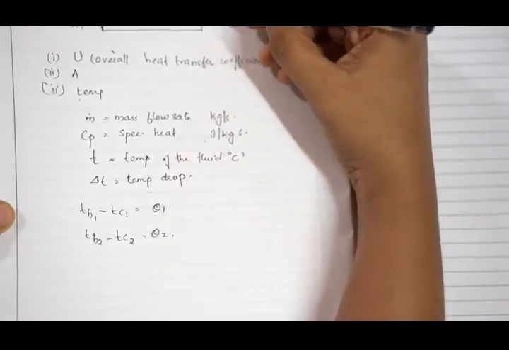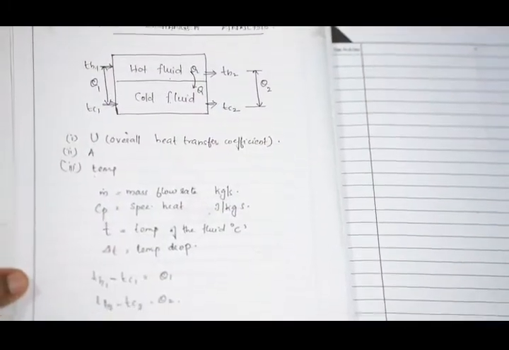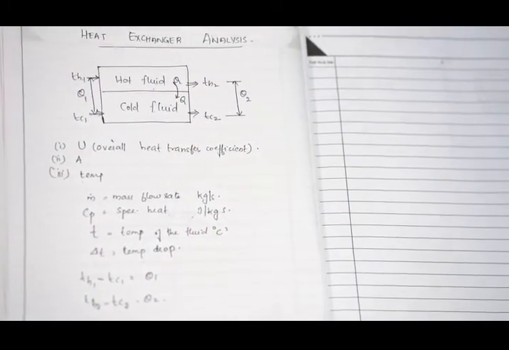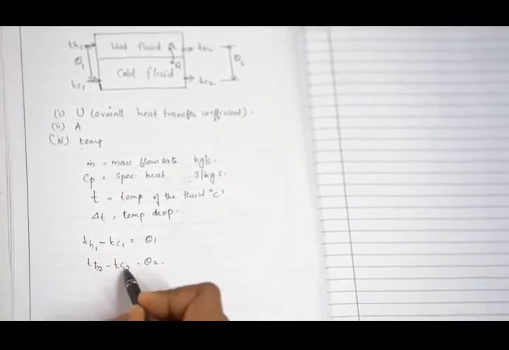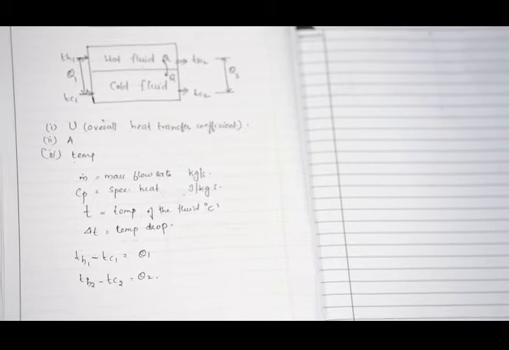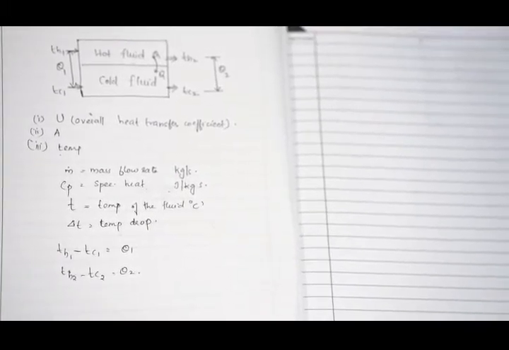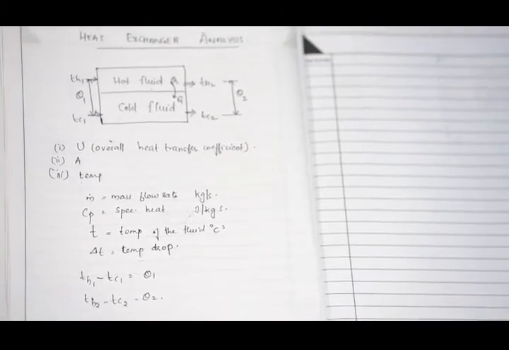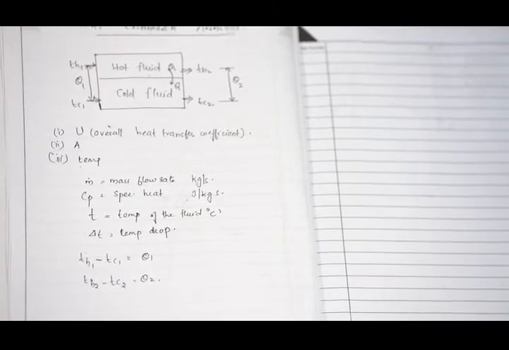And we are assuming that the heat rejected from the hot fluid is equal to the heat absorbed by the cold fluid. Then the subscripts H and C refer to the hot and cold fluids respectively, and the subscripts 1 and 2 correspond to the inlet and outlet conditions respectively. Assuming that there is no heat loss to the surroundings and potential and kinetic energy changes are negligible.